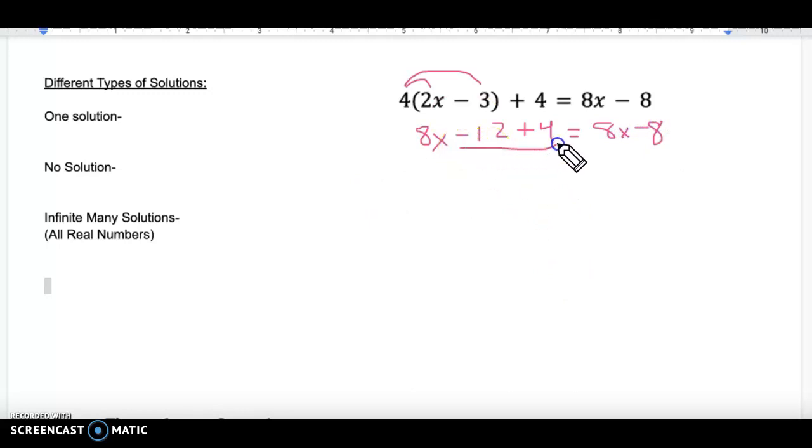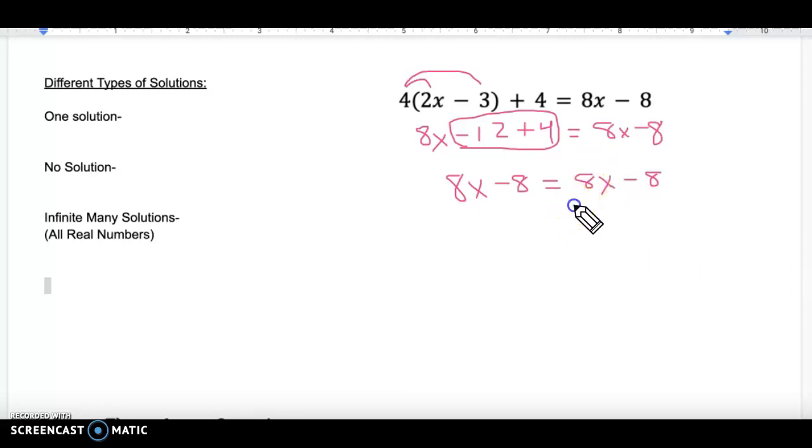We have some like terms right here, so let's combine these like terms. I haven't used the 8x, so I'm going to bring it down. Negative 12 plus 4 is going to be a negative 8. Right here, as we rewrite the rest of our equation, we notice that we have the exact same equation. This should already tell us that things are going to be matching up, and it's probably going to be infinite solutions. But again, let's continue just to make sure.